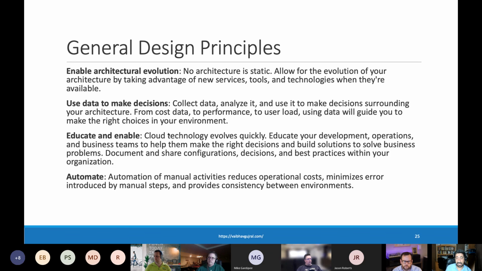And last but not the least, we did cover automation in the operational excellence pillar as well. Automation of manual activities reduces overall operational cost. It minimizes errors introduced by manual interactions, and it provides consistency between environments because you can achieve repeatability using automation.